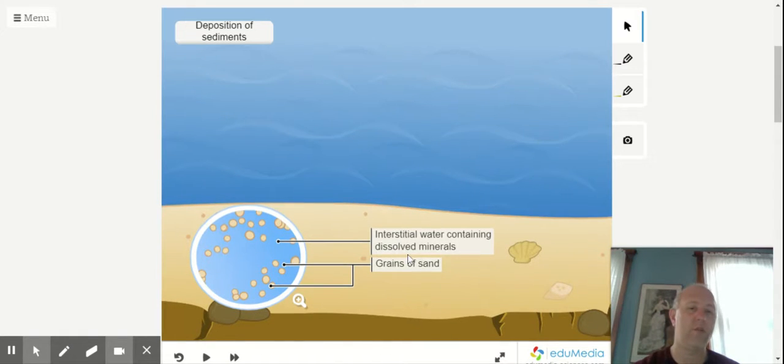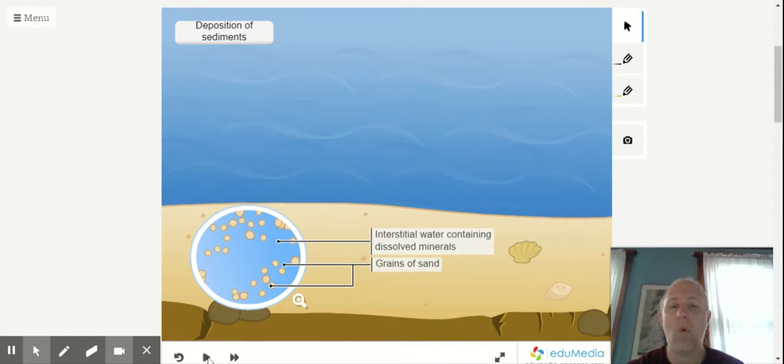Now you don't need to know all of these words, but you do need to understand that there are grains of sand, you can see here, and in between the grains of sand is water that has dissolved minerals, elements, compounds, sort of like you might think of as the salt that's in salt water. Various minerals, including salt, which is a mineral, and then other types of things as well, that are all floating around.